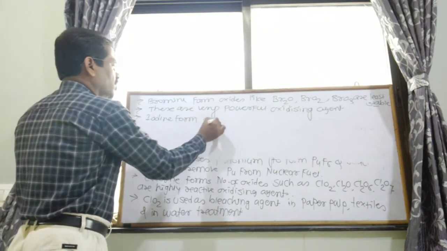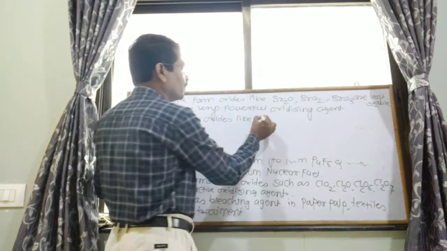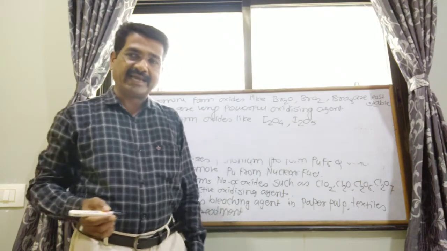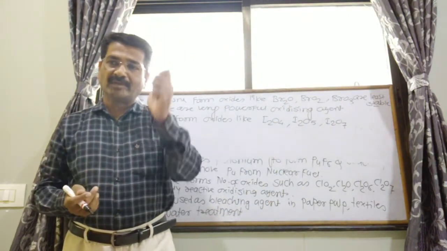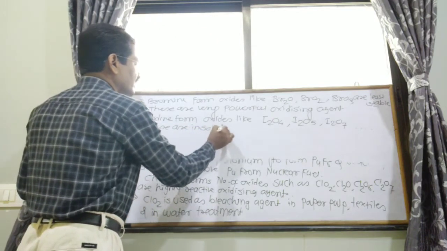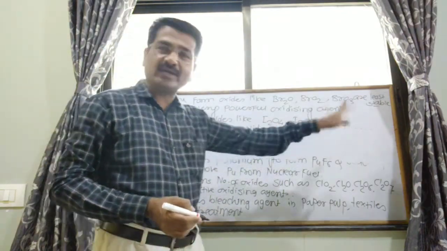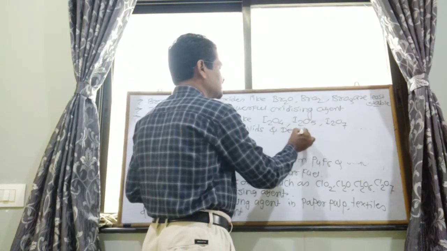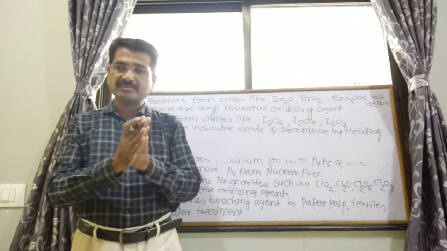Then the last halogen, iodine, forms oxides. Which oxides of iodine are formed? That is I2O4, I2O5, then I2O7. All these oxides of iodine are insoluble solids, and they decompose by heating. Decompose means breaks up by heating. Whenever they undergo heating, they become decomposed.